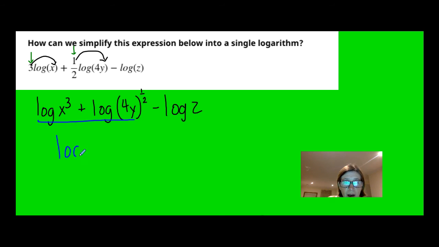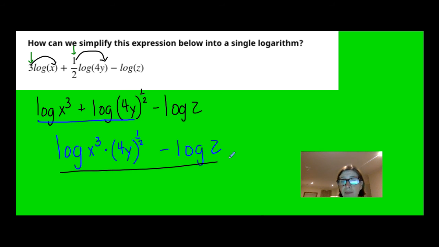All right, when it's addition, we can bring them together using multiplication. So that would be log x cubed times 4y to the 1/2 power, okay, minus log z. When it is subtraction, we can bring them together using division. So that's going to give me log x cubed times 4y to the 1/2 all over z. Notice that I'm writing it as one fraction, not log and log.